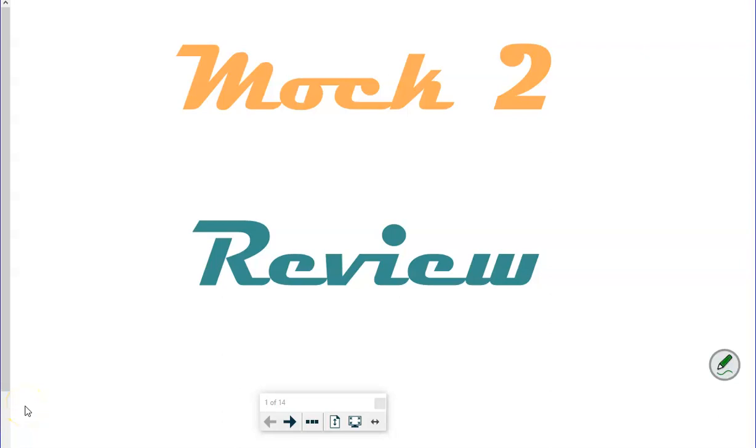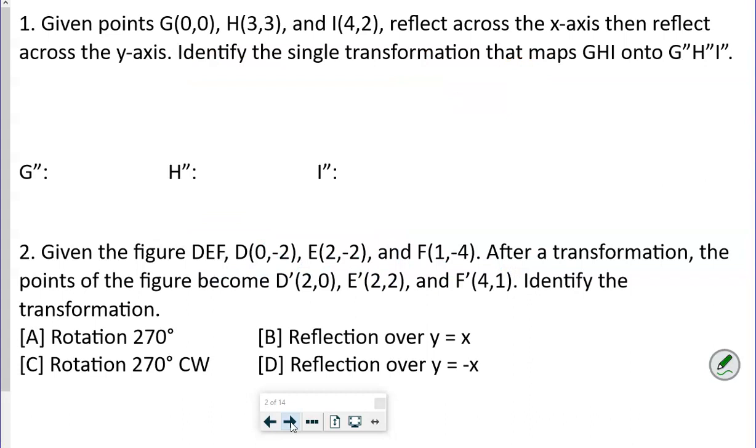So in this video today, guys, I'm going to go over the Math 2 review, and that test is on Thursday. So this first one says: given points G(0,0), H(3,3), and I(4,2), reflect across the x-axis, then reflect across the y-axis. Then it says identify the single transformation that maps GHI to G''H''I''.